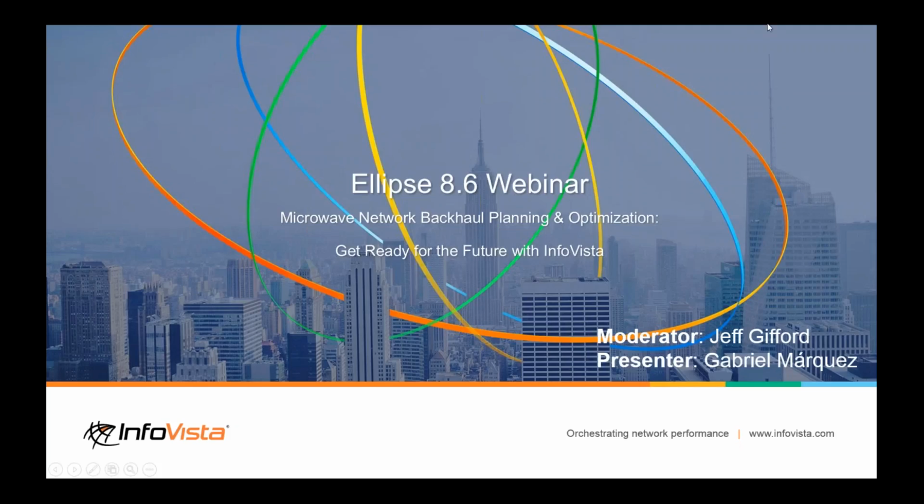We'll start by 201, so we have quite a bit of material to go through and quite a few slides to go through. And Gabriel's really going to be giving an overview of the Ellipse software, which is a product from InfoVista with respect to microwave network backhaul planning and optimization. And the tool has numerous modules and use cases. So Gabriel will be going through and he'll be discussing and showing how the software does work.